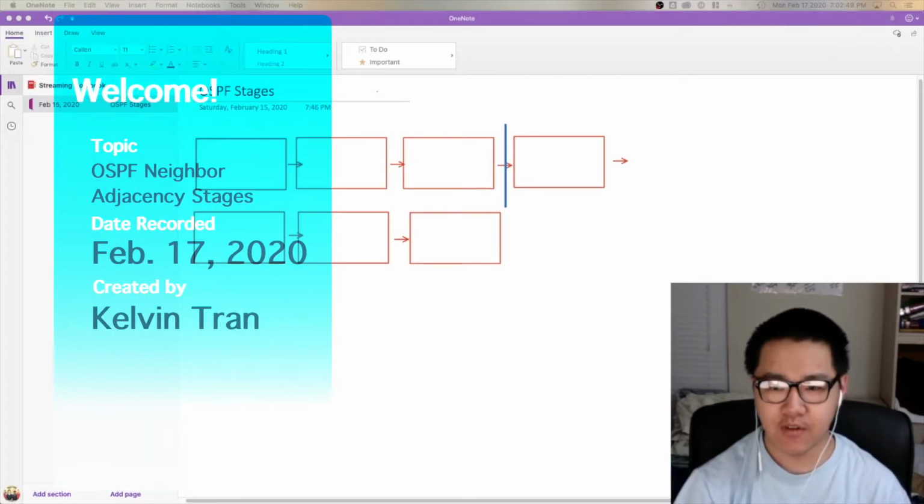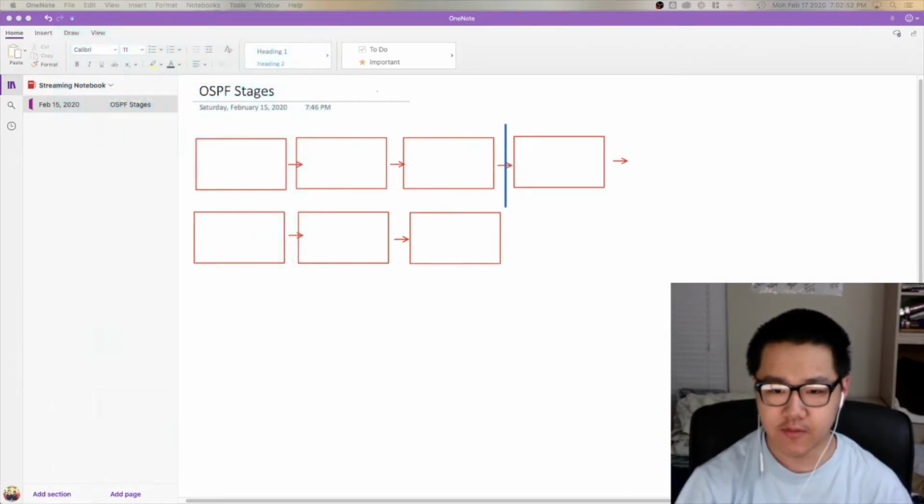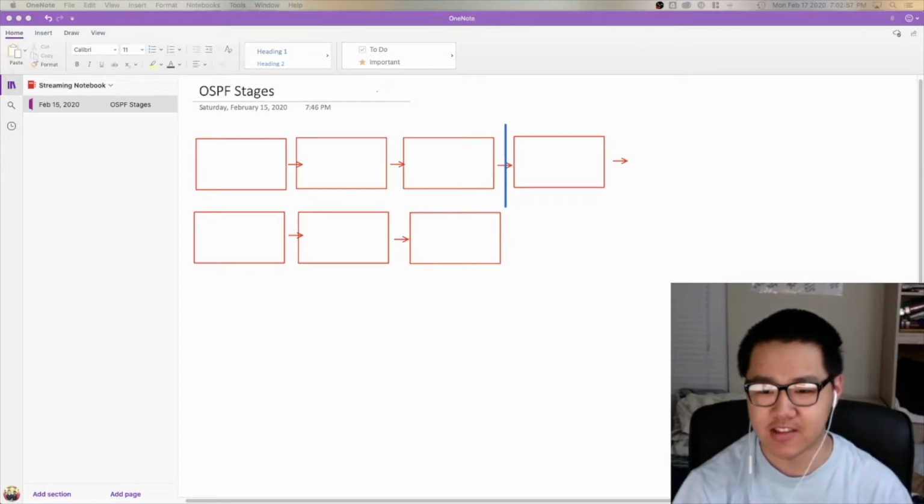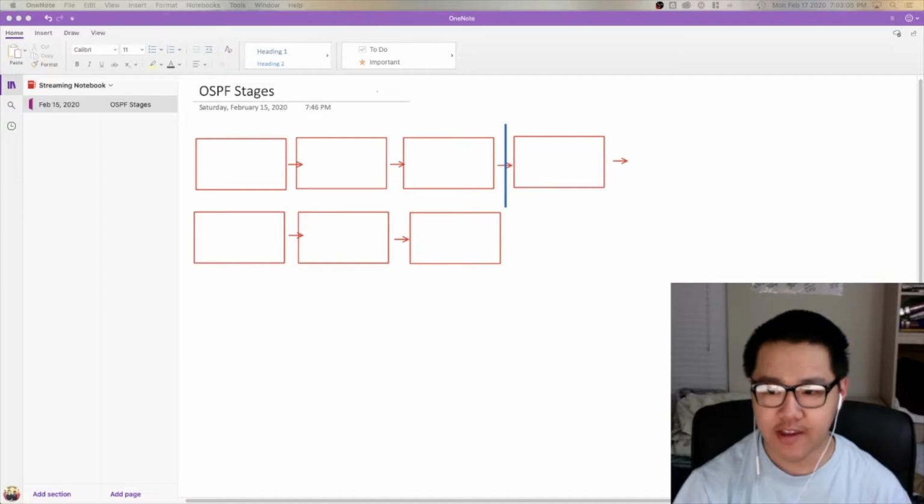Today we'll be covering something that we covered kind of briefly in the first video on configuring OSPF. By the way, if you haven't seen that one, check in the description below for a link. But today we'll be starting our conceptual explanation of OSPF with the various stages of OSPF neighbor adjacencies.